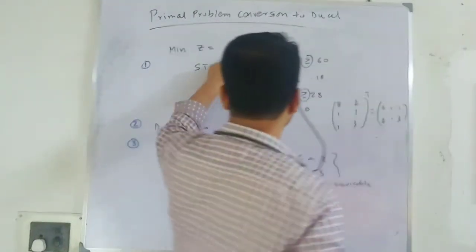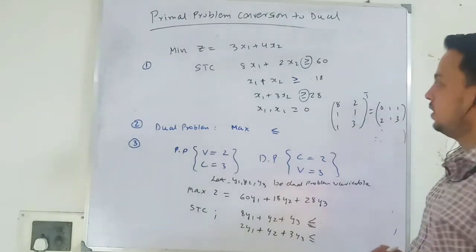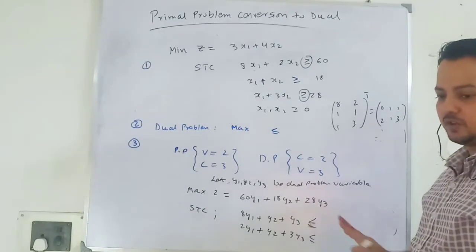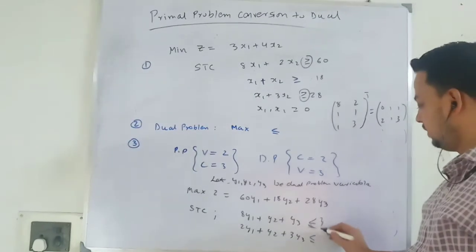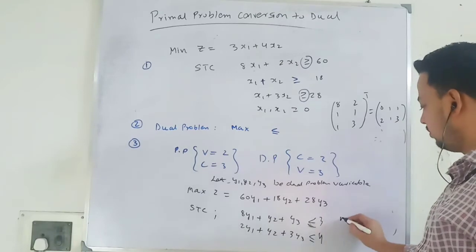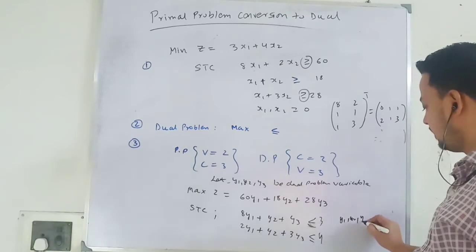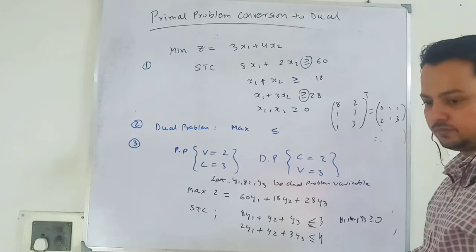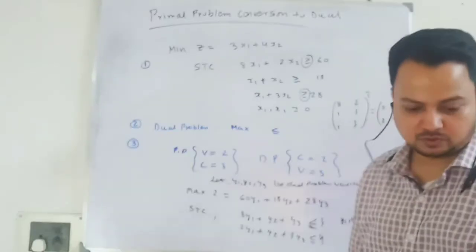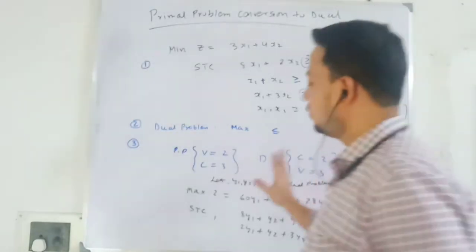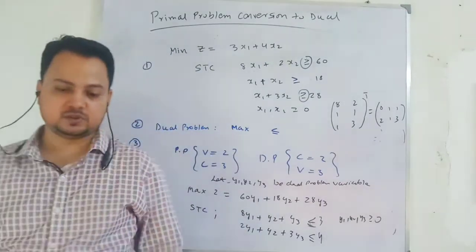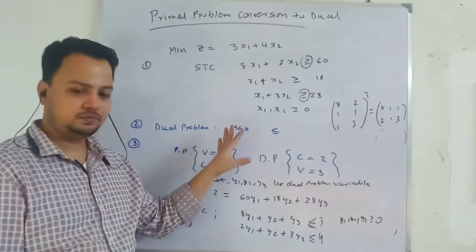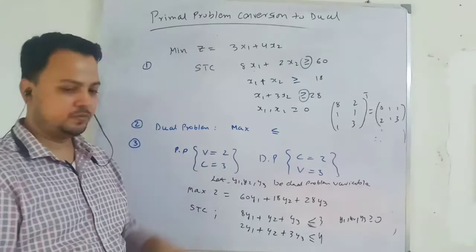Whatever cost coefficients you have in the objective function will become the right hand side of your constraints. So it will be 3 and 4, and y1, y2, y3 will be greater than or equal to 0. In this way you convert your primal problem into the dual problem. First you convert into standard form, then you convert into the dual problem.